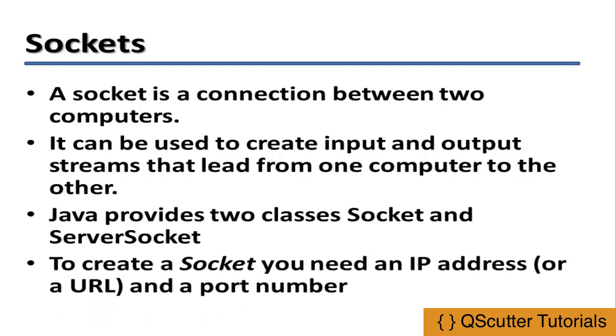To create a socket, you need an IP address or a URL and a port number. If you are using a PC and connecting with another PC, then you're going to have to collect the IP address of the other PC. Or if you are using a web server, for example an offline web server such as XAMPP or WAMP, then you would be able to use the address of that web server plus a port number, and then you would be able to connect with them.